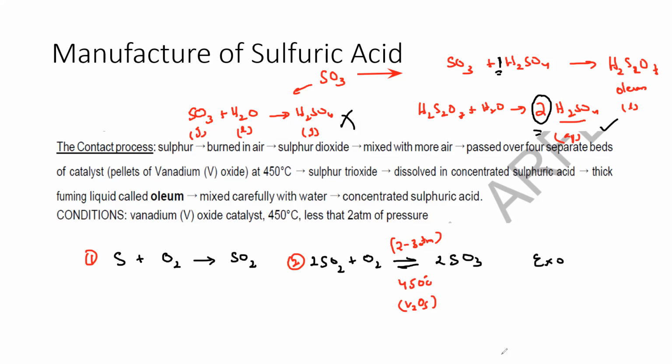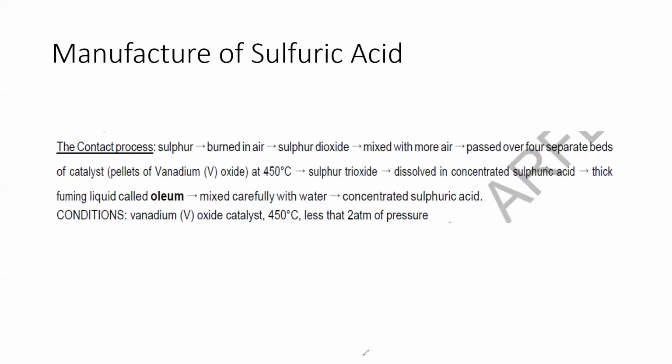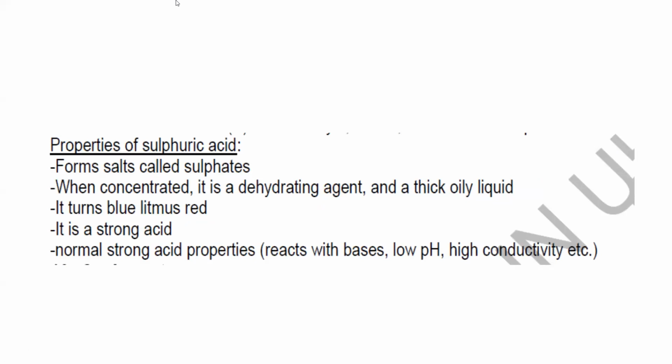Is it clear? The manufacture of sulfuric acid by the contact process. Then what are the properties of sulfuric acid? When it reacts with a metal, metal oxide or hydroxide, it gives a sulfate salt. When concentrated, it is used as a dehydrating agent, a thick oily liquid, and it will turn blue litmus red because it's a strong acid, and it has a low pH and high conductivity. It can react with a base.